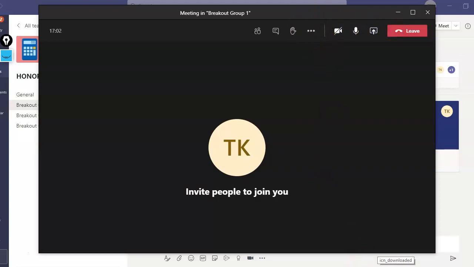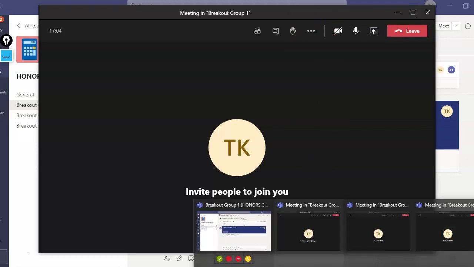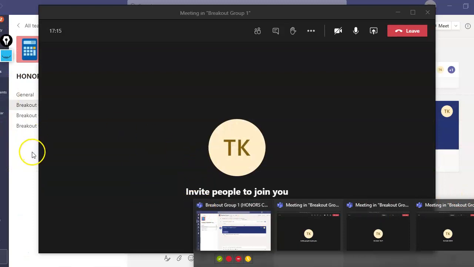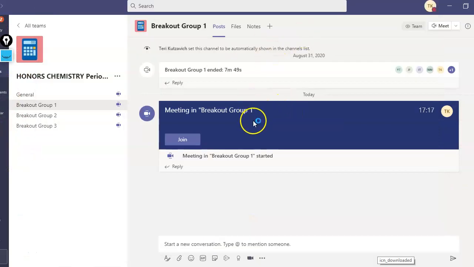How do you get back into your other group? If you go back to your Teams, you see all these meetings that are open. You can go back into the general, which usually shows up. But it's right here. Okay? Please make sure you do the breakout groups before the end of the period, because I know those questions are hard and you're going to have problems. I will be on all the meetings and all the breakout groups. If you have questions, ask me.